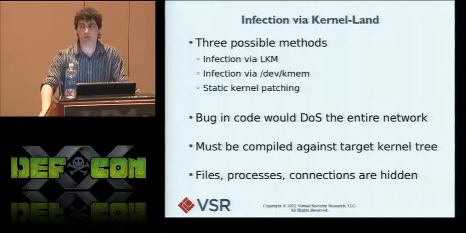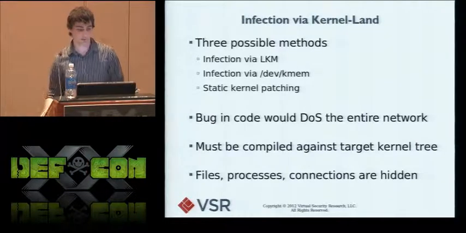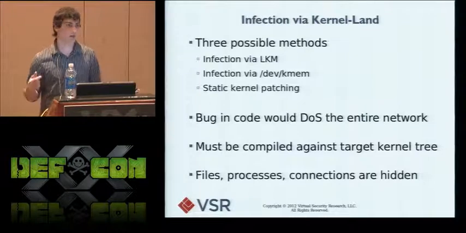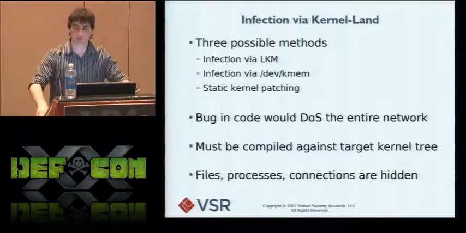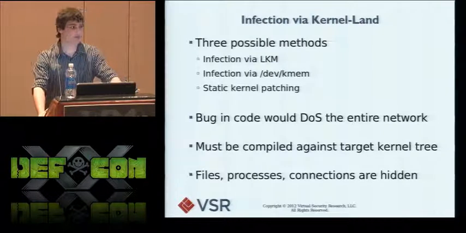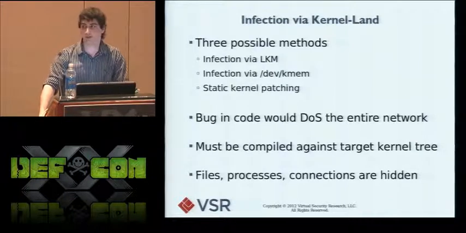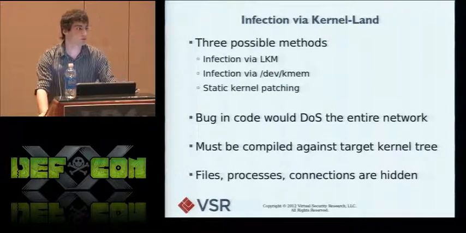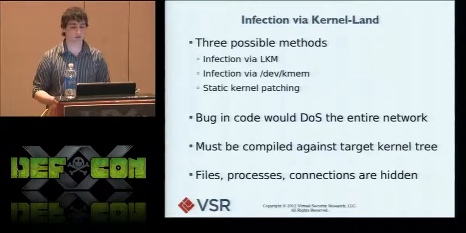So our next vector could be infecting it via kernel land. We have three possible methods: infection through a Linux kernel module, infection through /dev/kmem, basically editing kernel memory on the fly, or static kernel patching. The problem is that a bug in the code is not just going to kill our payload as userland would, but it's actually going to take down the router and take down the entire network. So if we do any kernel land modifications, we're going to have as little code as possible, and put as much code as possible in userland if possible.